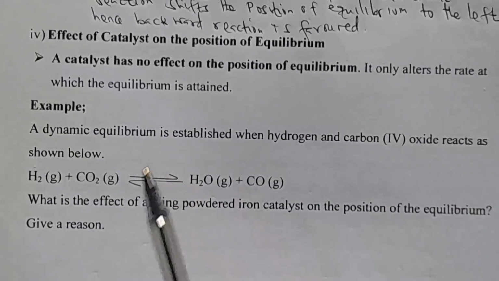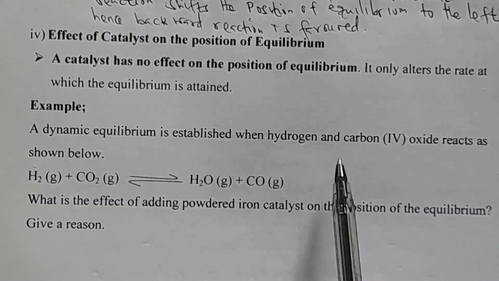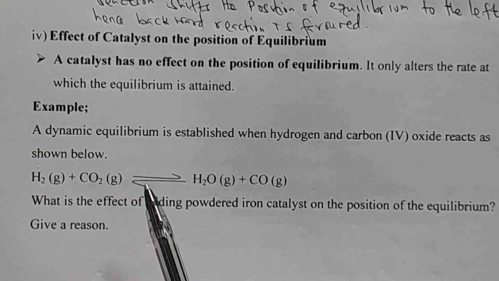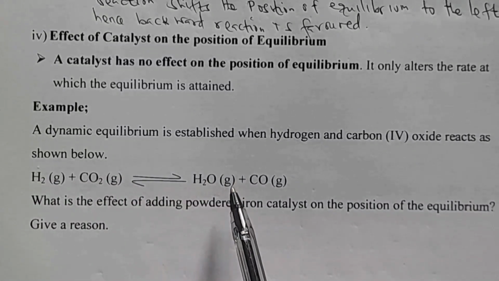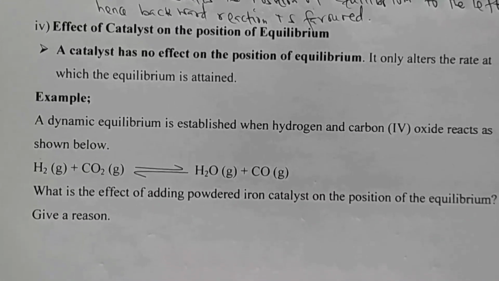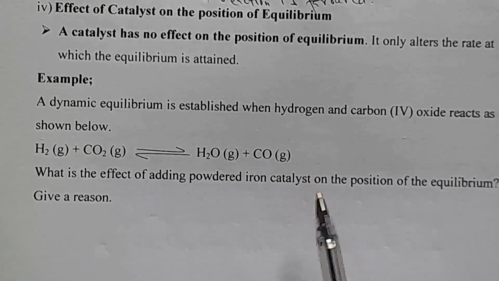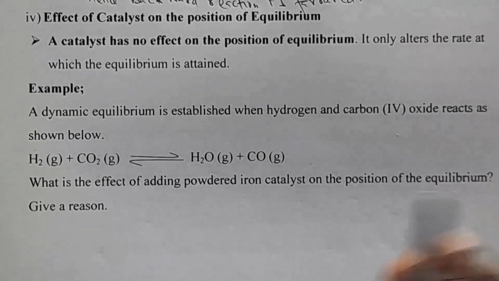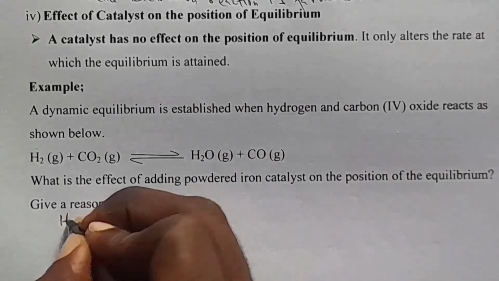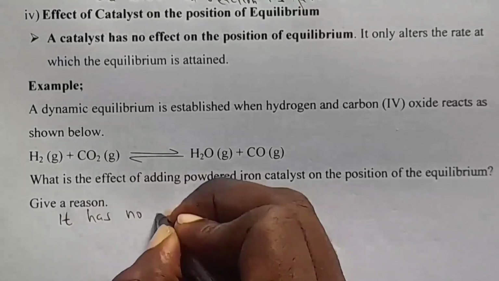Example, a dynamic equilibrium is established when hydrogen and carbon dioxide react as shown below. So we're having hydrogen gas plus carbon dioxide gas, and we are going to get steam plus carbon dioxide gas. We are told, what is the effect of adding finely divided iron catalyst on the position of equilibrium? We are told to give a reason. So remember, a catalyst has no effect on the position of equilibrium. So we are going to say it has no effect.